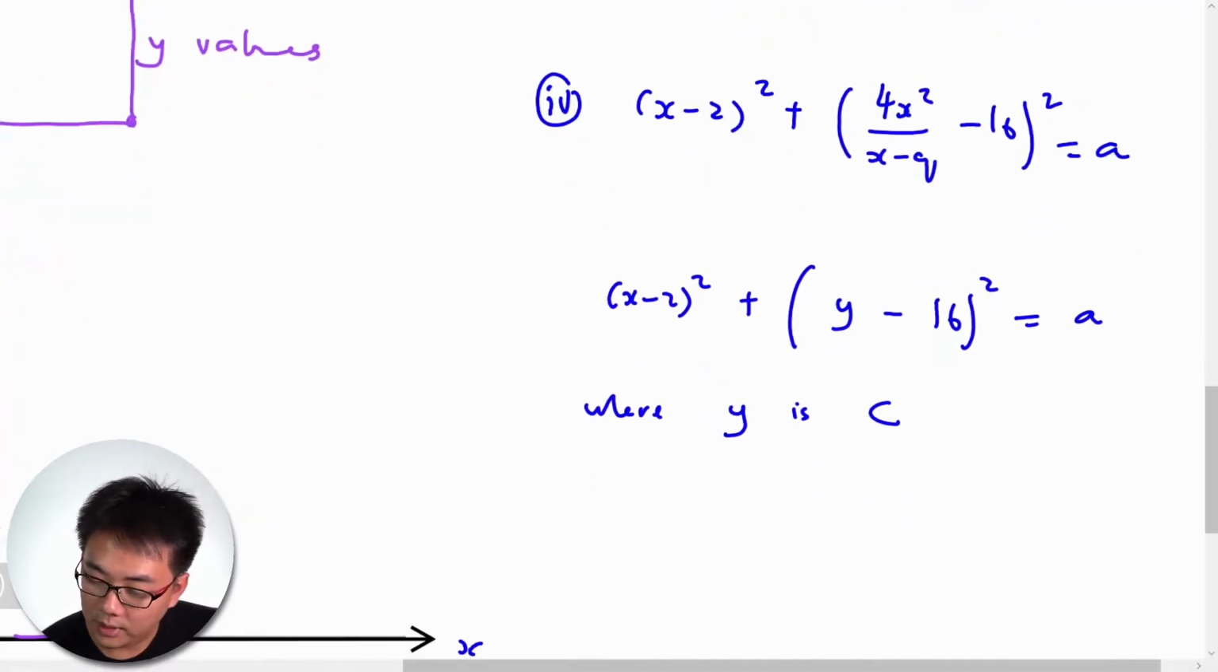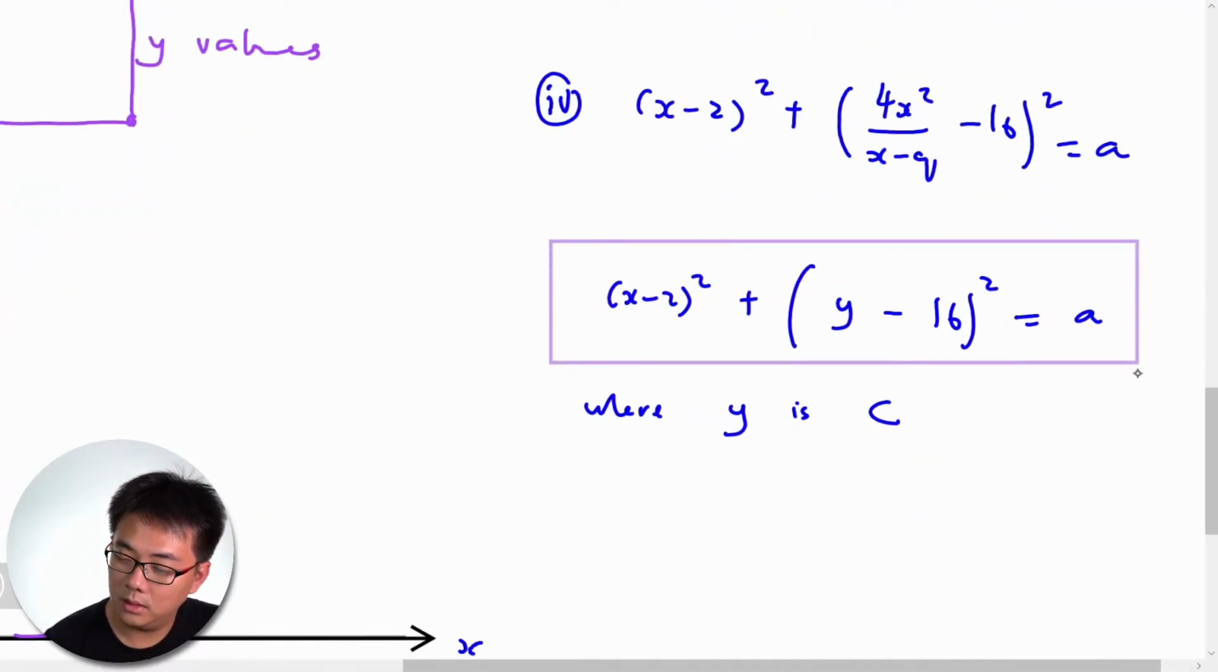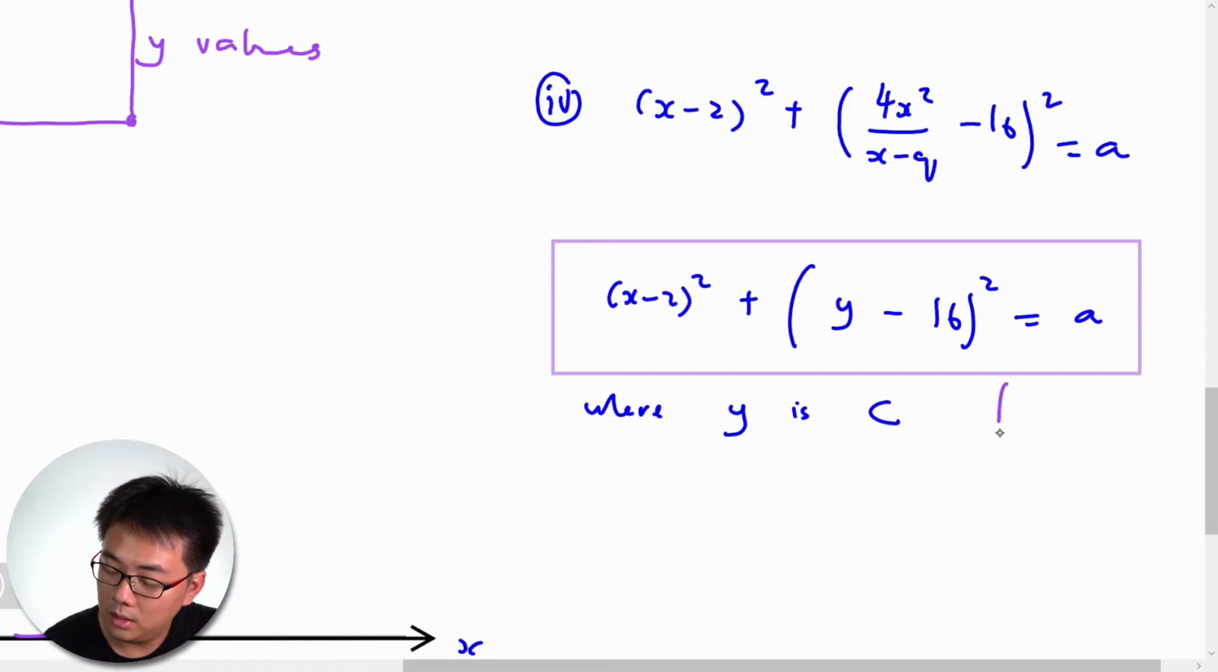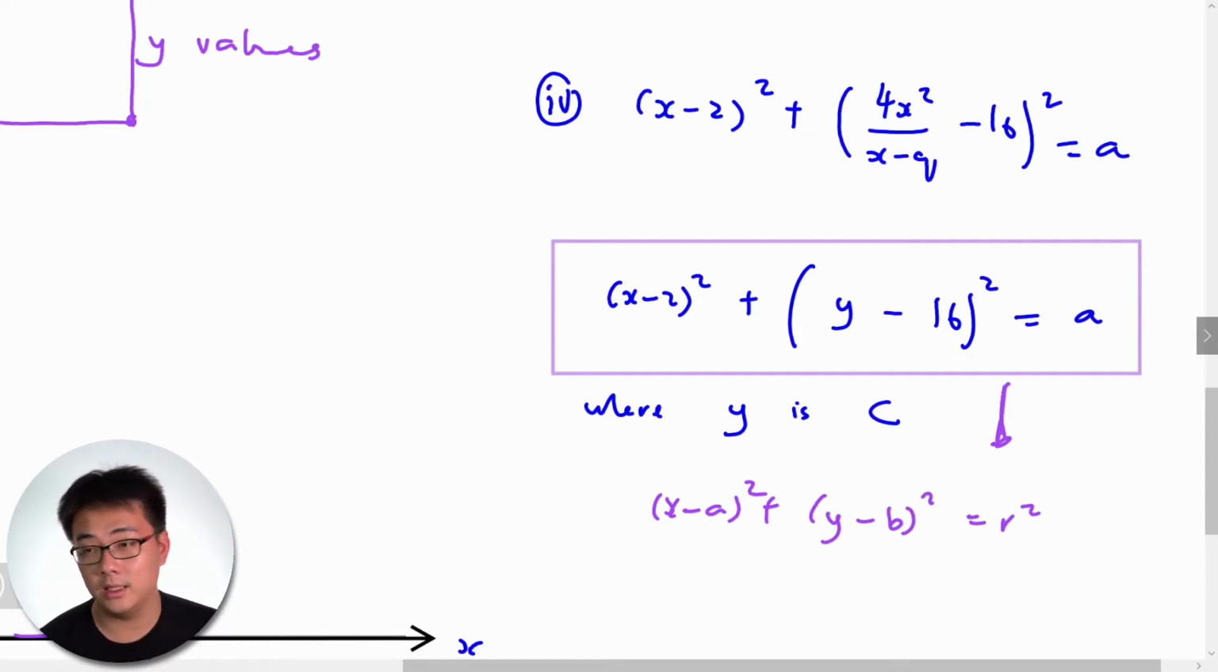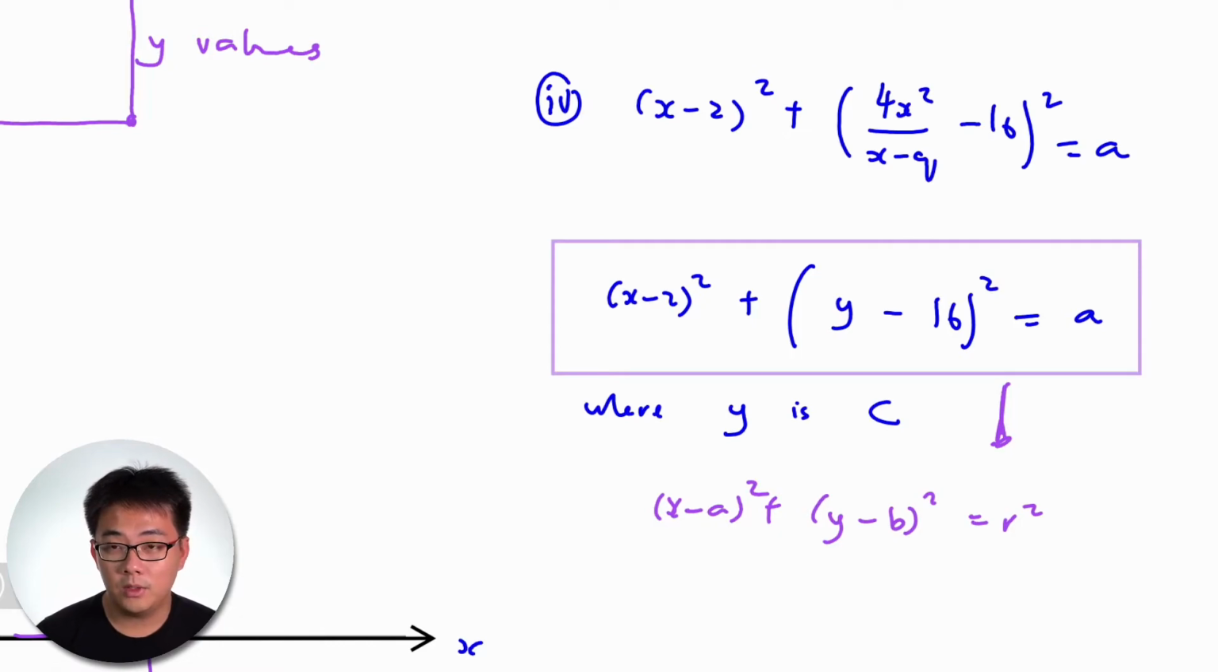So this is actually this whole thing here. We know this equation. This looks familiar, right? This is your (x minus a) squared plus (y minus b) squared equals r squared. Right, that is actually your equation of a circle. So it means you're looking at the intersection between this circle and the graph that you just sketched.